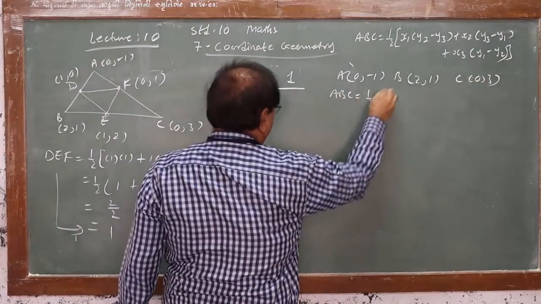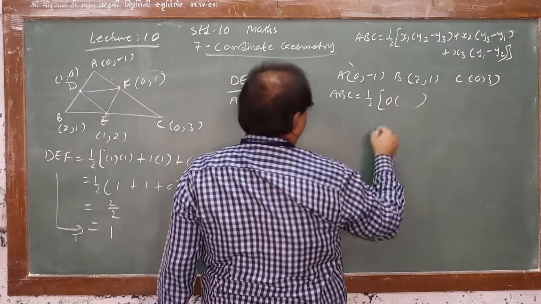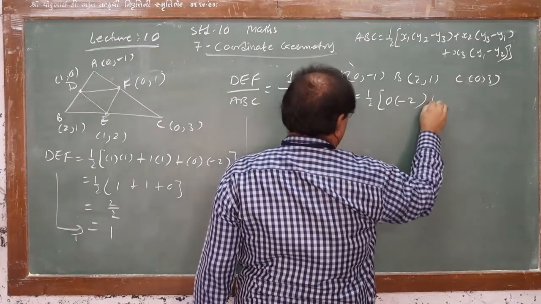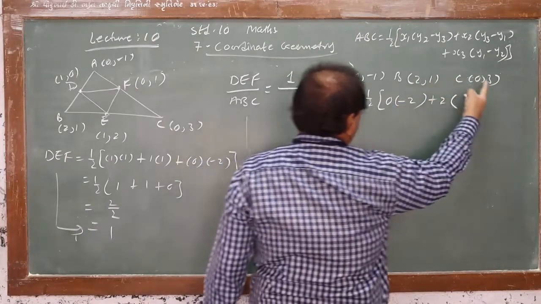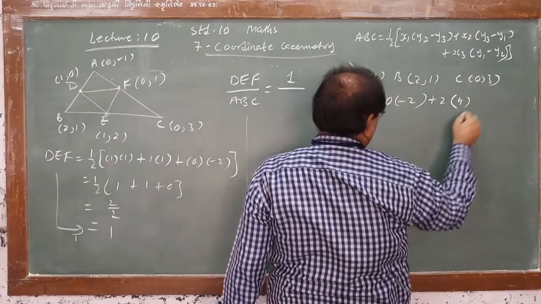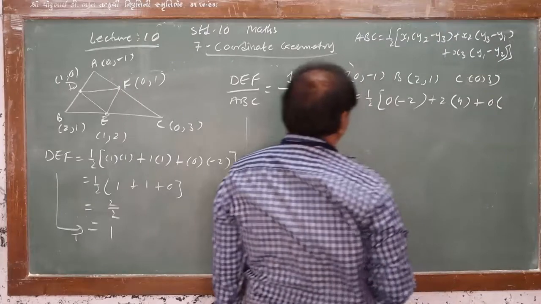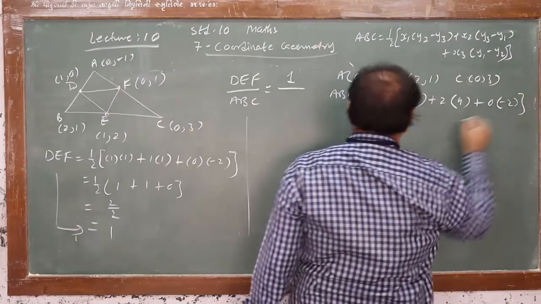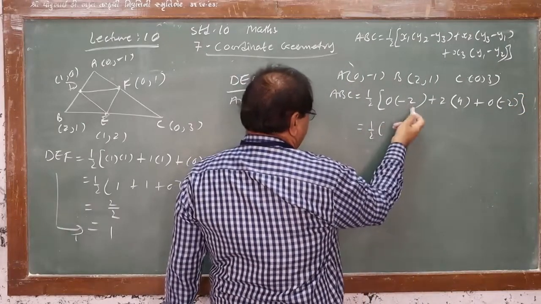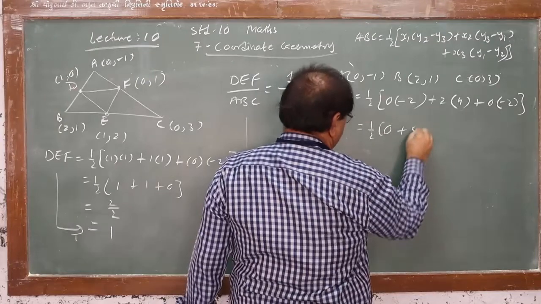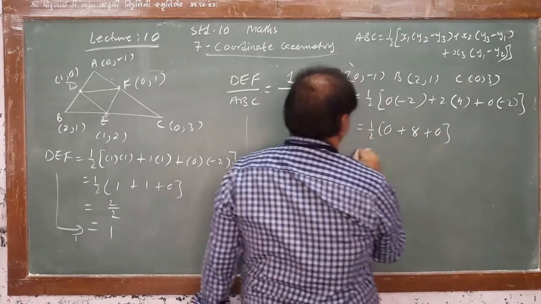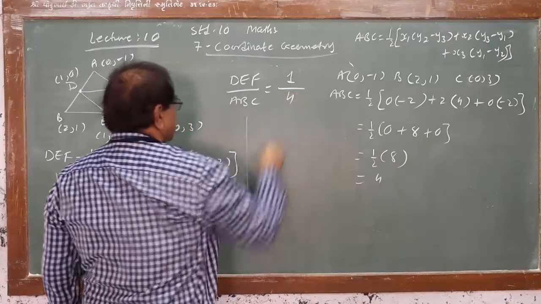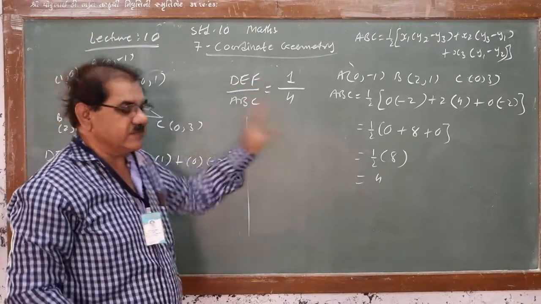ABC is equal to 1/2 into bracket x1 into bracket y2 minus y3, 1 minus 3, it is minus 2, plus 2 into bracket 3 minus minus 1, 4, plus 0 into bracket minus 1, it is minus 2. So is equal to 1/2. Minus 2 zeros are 0. 4 2s are 8. 0 into minus 2, 0. So it is 1/2 into 8 is equal to 4. So ABC is 4. So ratio of DEF upon ABC is 1:4.